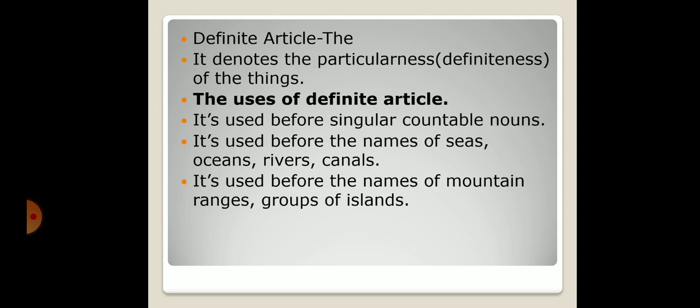Before the names of groups of islands, like your mountain ranges. Before the groups of islands, there must be a group of islands there, not for Sri Lanka here. There must be a group. For example, the West Indies, the Andaman Nicobar Islands. Whenever we have the groups of islands, we have to use only definite article.